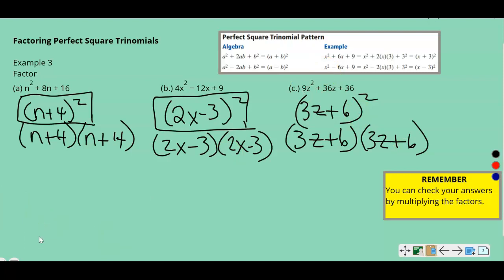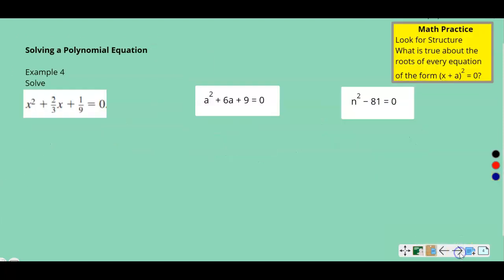So it's always good to check your answers, especially as you get started. Make sure that you put a and b inside the parentheses, not your a squared or your b squared. All right, next we're going to look at solving a polynomial equation.